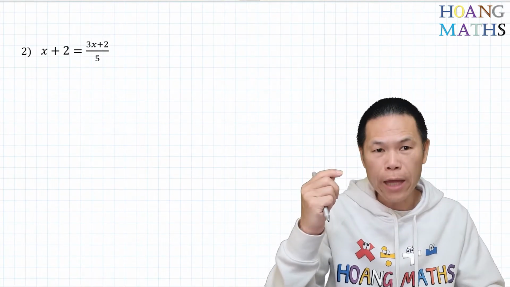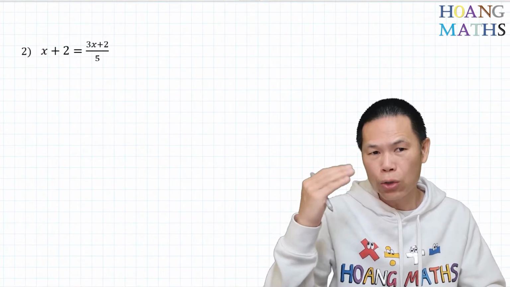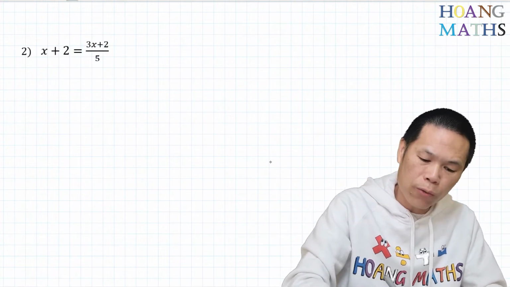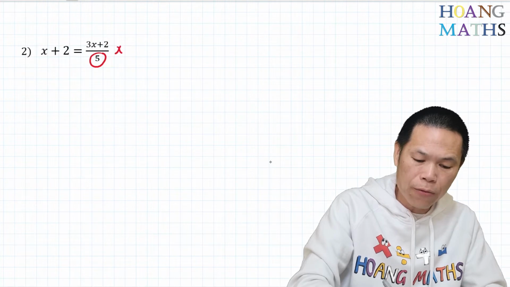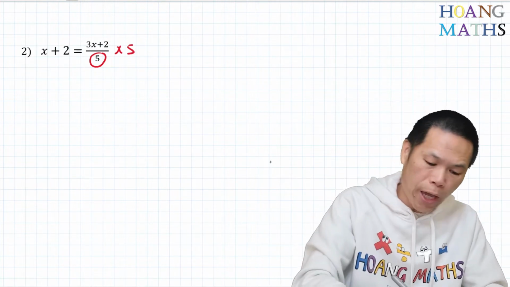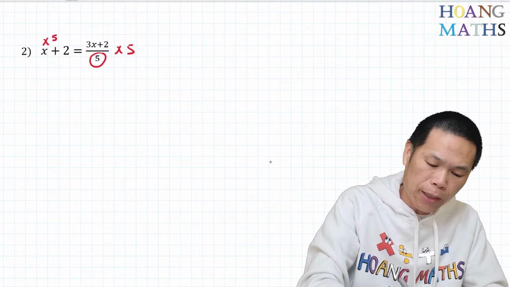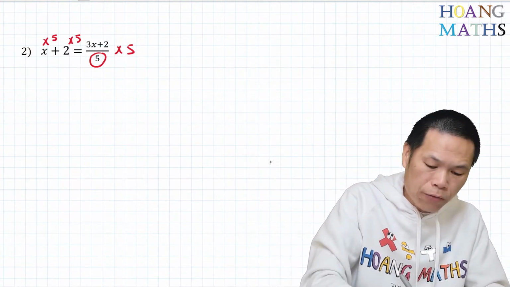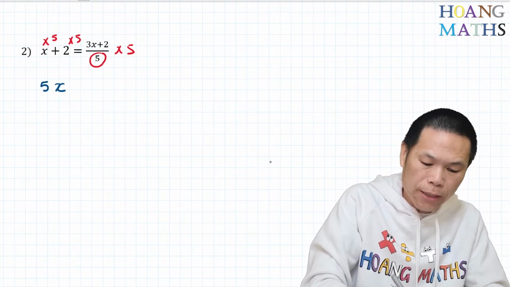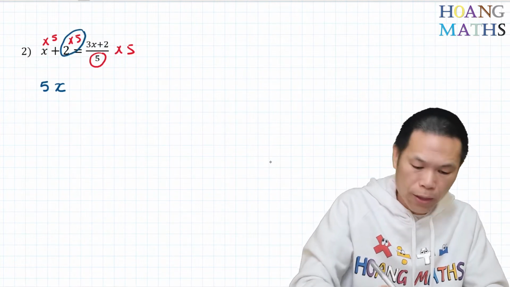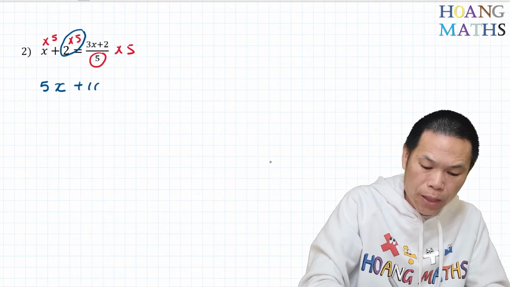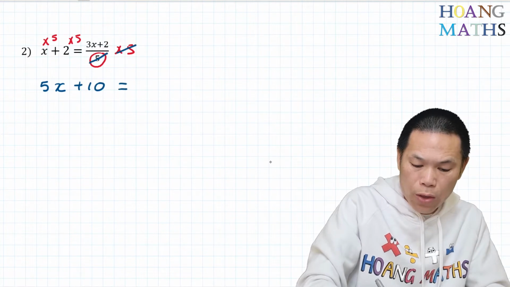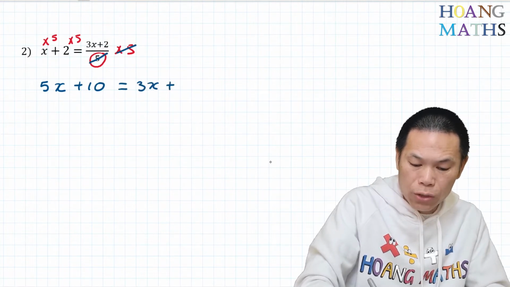Second one. Again, we need to get rid of the fraction first. To do this, we need to times 5 for every term because we need to get rid of this 5 here. So we times 5 this term here, and then on the x, we times by 5. And this, we need to times 5 as well. To simplify, 5 times x is 5x, and 2 times 5 is 10. So we write this down. And then on the right-hand side, this cancels out, so that will give me 3x plus 2.